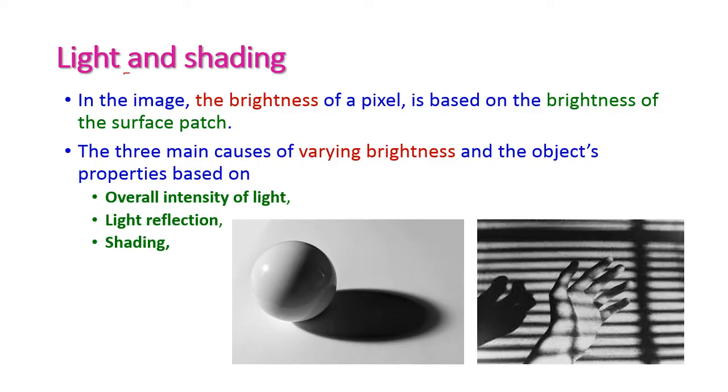Light and shading. In any image, the brightness of a pixel is based on the brightness of the surface patch. Suppose the light is placed here and falls in this direction. Hence, this surface of this object seems very bright when compared to the other side. Here this side seems very dark. Based on this light and shading, there are three main causes. The first one is overall intensity of light, the second one is light reflection, and the third one is shading.